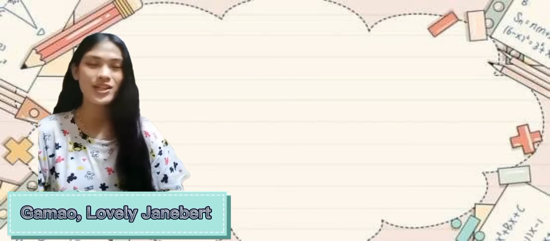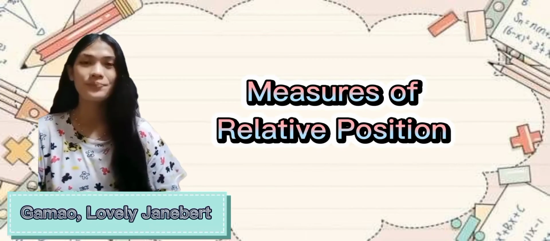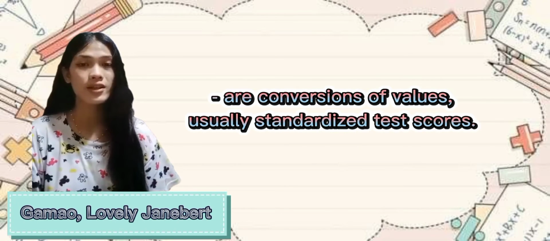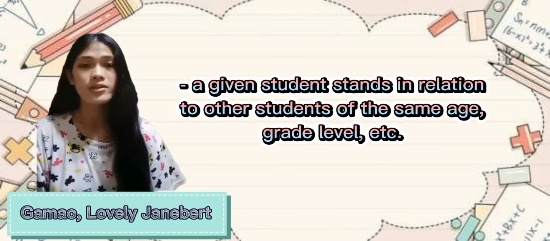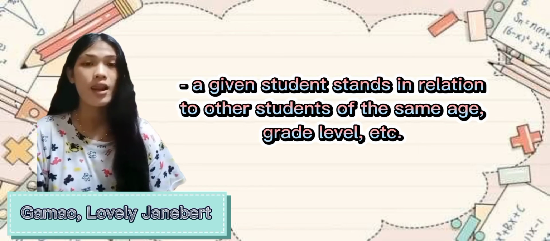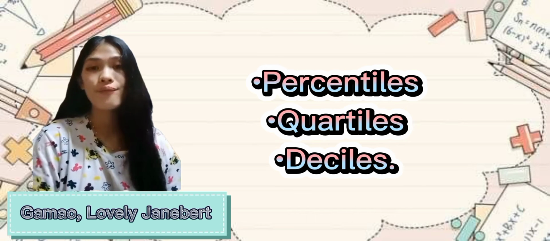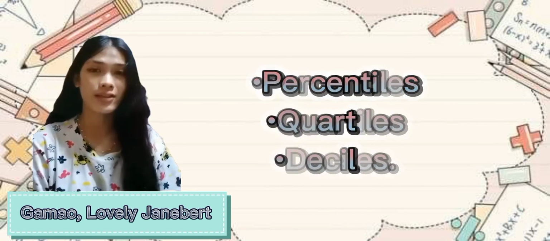I am Lovely Chamber Camo, and now we will discuss measures of relative position. These are conversions of values, usually standardized test scores. A common example in education is where a given student stands in relation to other students of the same age, grade level, and so on. There are other measures of position, which are percentiles, quartiles, and deciles.